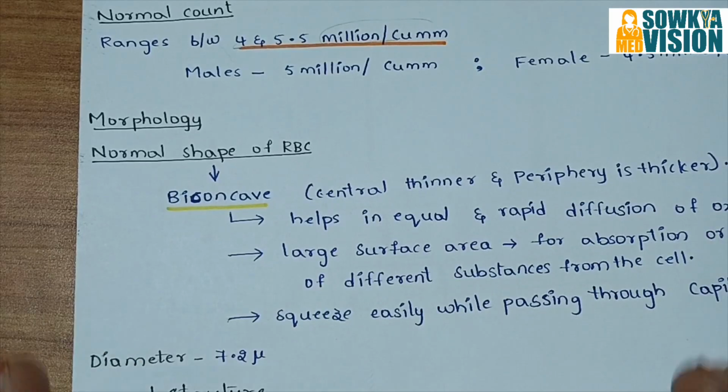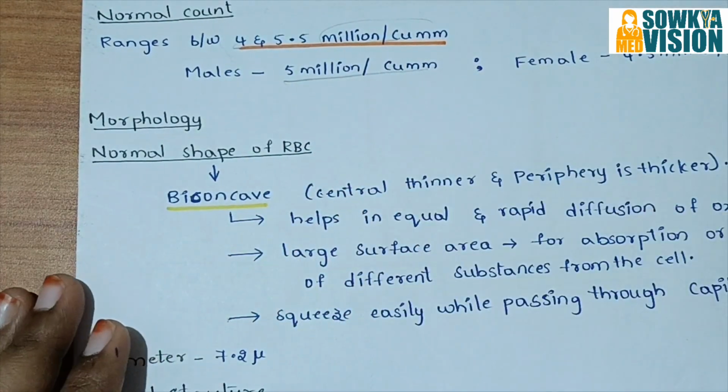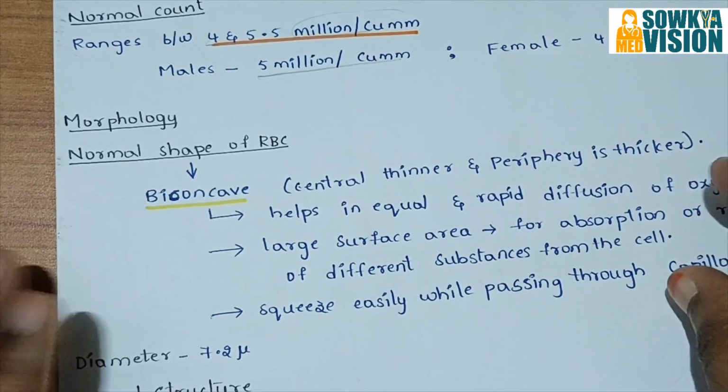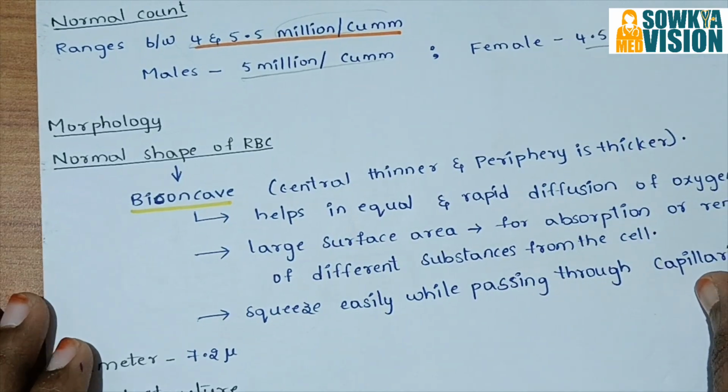And now, what is the average RBC count in males? It is about 5 million per cubic mm or deciliter of blood. In females, it is about 4.5 to 5 million per cubic mm or deciliter.